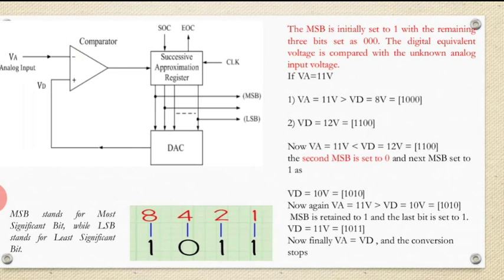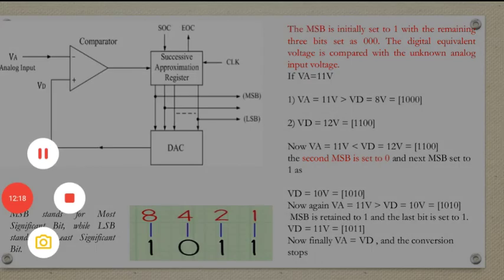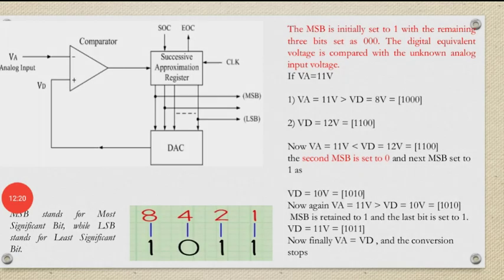And in the reverse manner, if the analog voltage is greater than VD, then it will be set. Okay, I will conclude here. If the VA analog voltage is greater than VD, then the MSB will be set to 1 and the next bit will be set to 1, keeping the first MSB as it is.